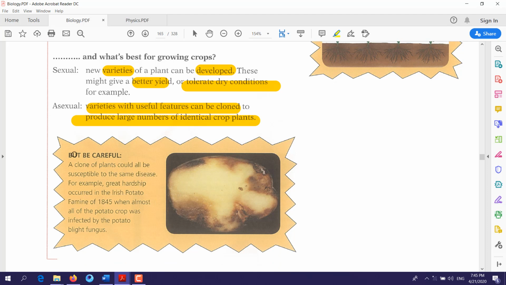But be careful here. What will happen? As you can see here, this example is about potato. Because potato here reproduces asexually, all potatoes are the same. So what happened? If any kind of disease affects one potato, that means it will be able to affect the whole crop. Okay, so at the end what will happen? The whole farm, for example, can be easily affected with one disease, and at the end all the potatoes will die at the same time.